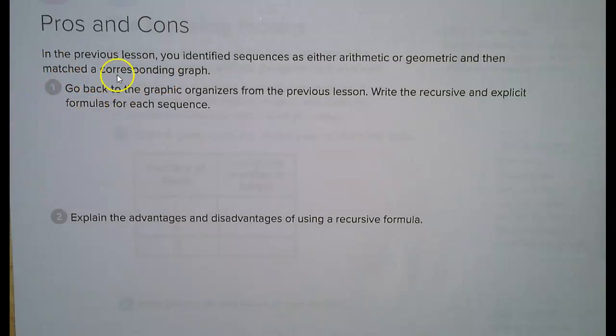So for number 1 here, it says to go back to the graphic organizers from the previous lesson and write the recursive and explicit formula. Look on Canvas, and find the answer key that gives the solutions for this question. There is an assignment that has all of the recursive and explicit formulas written down.